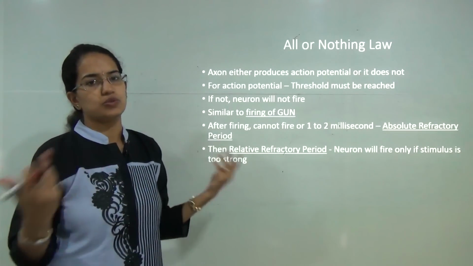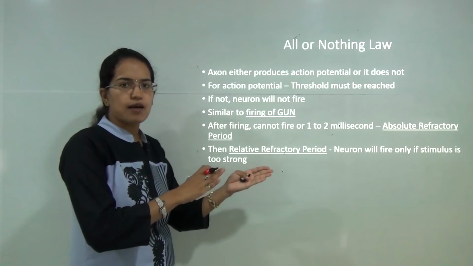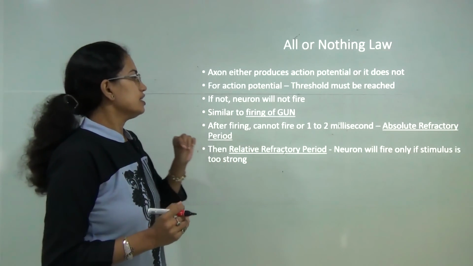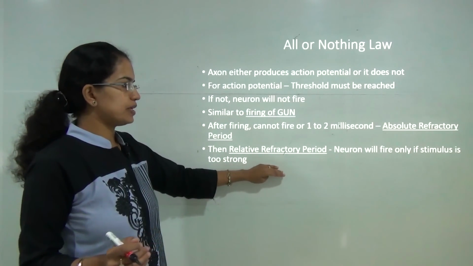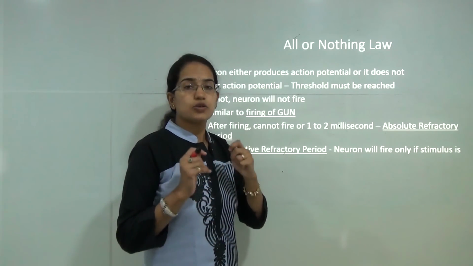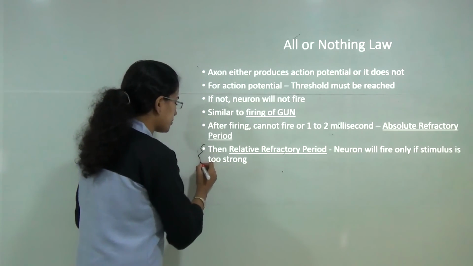If it reaches, the neuron will fire. So there is no middle path that could exist. Either it will happen or it will not happen. The only thing that we need to note here is that in the relative refractory period, as we said, the neuron would fire only if the stimulus is strong enough.